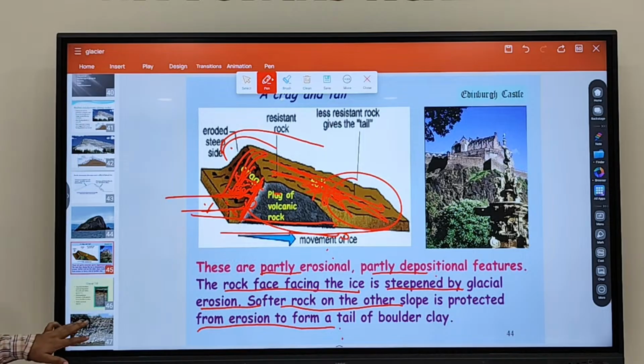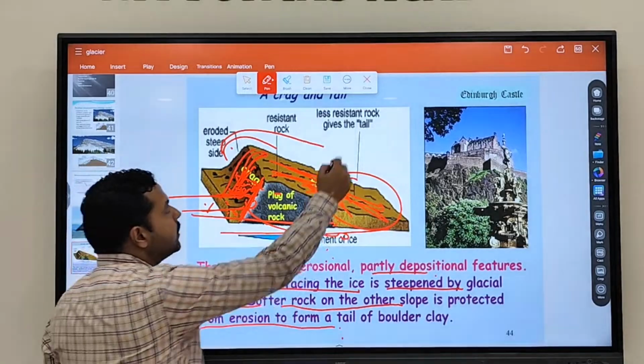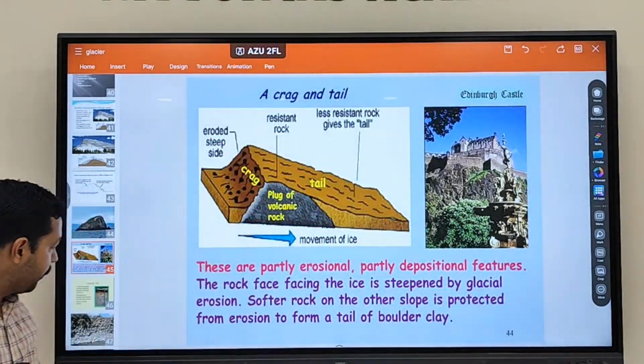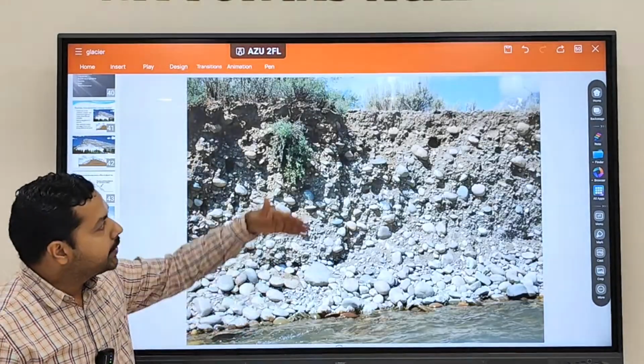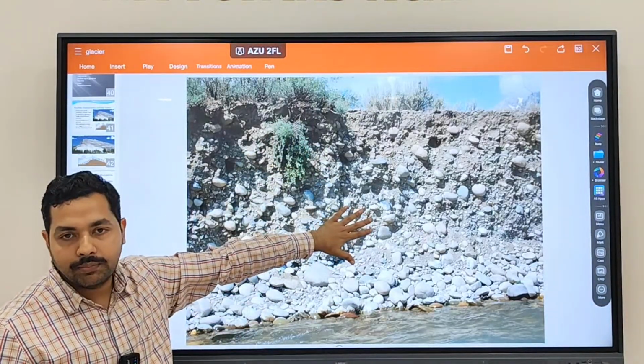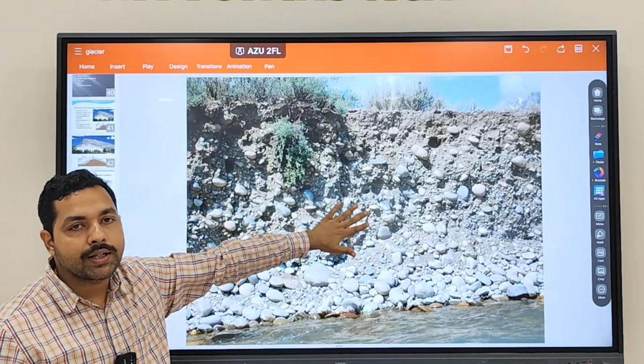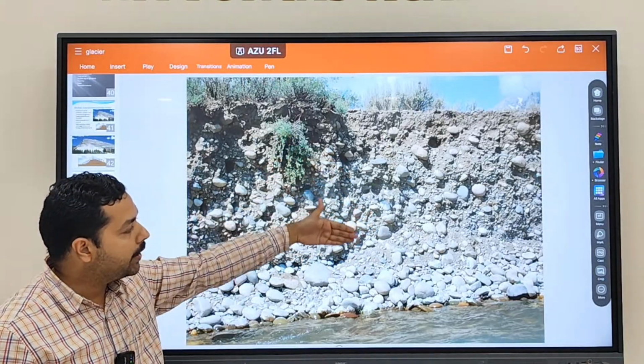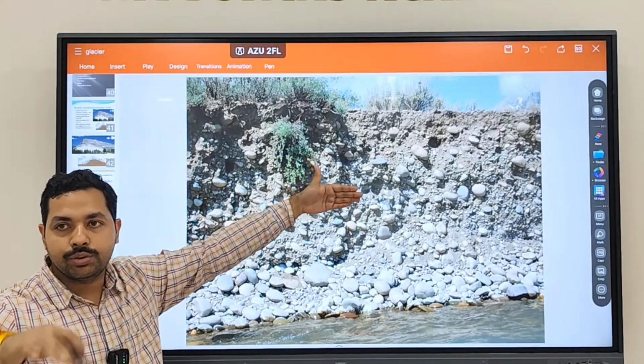The third type we have already discussed is what? It is glacial till. So we discussed, when ice melts, what will happen? Boulders are left behind, and these boulders are referred to as what? Glacial till. Okay, so just now we discussed the U-shaped trough.